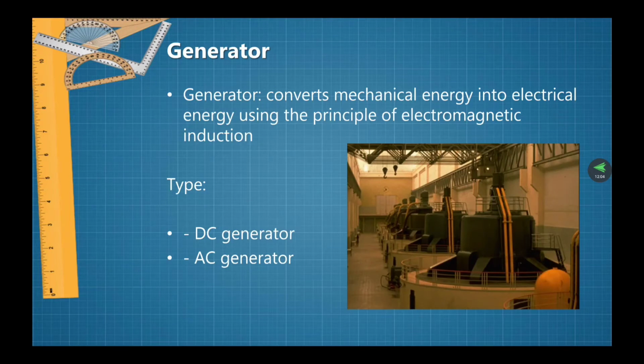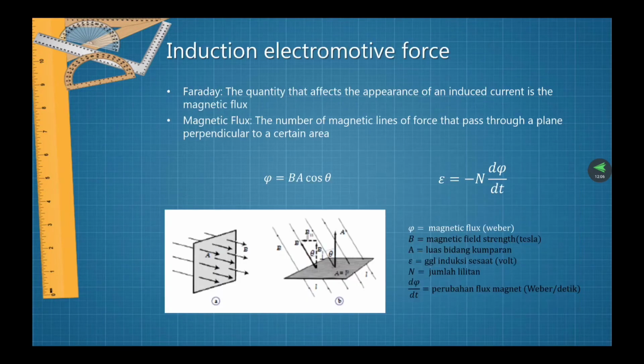For Faraday, the quantity that affects the appearance of an induced current is the magnetic flux. Magnetic flux is the number of magnetic lines of force that pass through a plane perpendicular to a certain area.